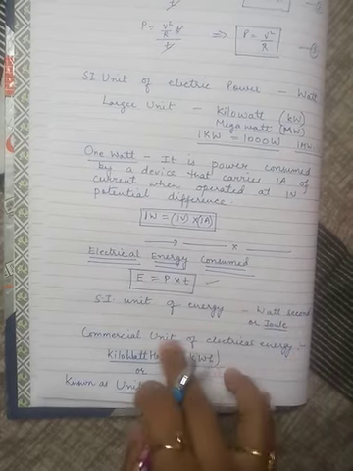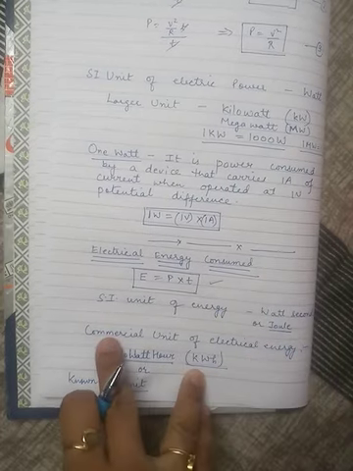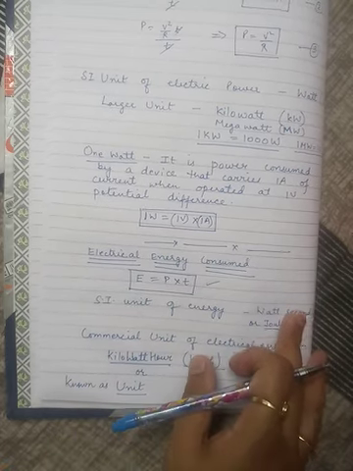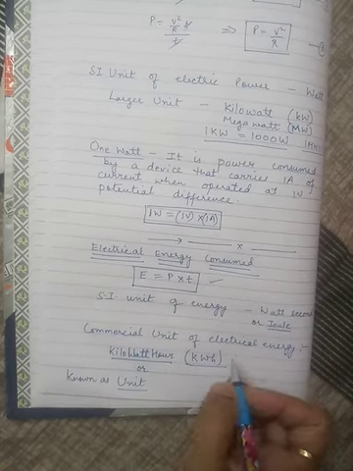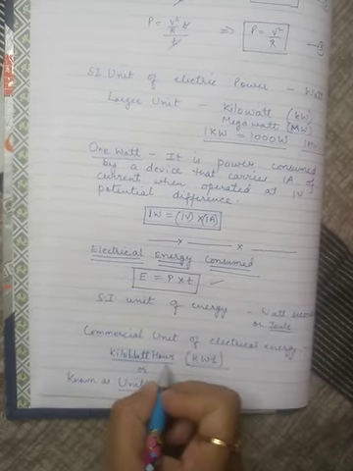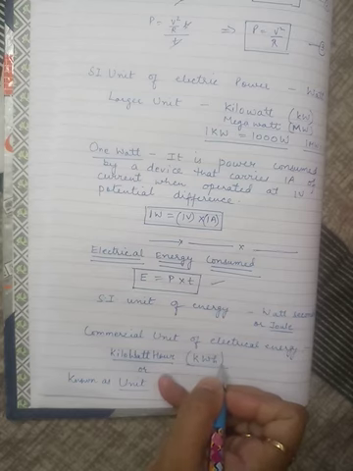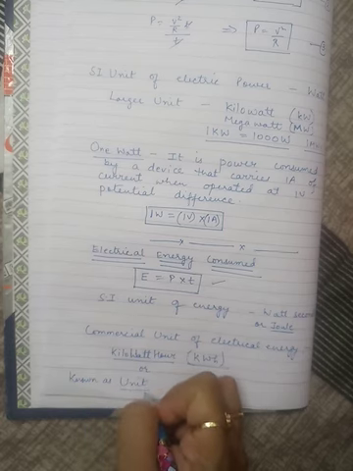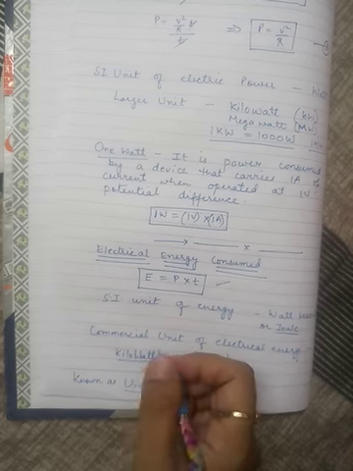Now what is the commercial unit of electrical energy? This topic I think we have done in class 9th also in the work energy chapter. You must remember that the commercial unit of electrical energy was kilowatt hour. kWh is the symbol that we are using for it, and kilowatt hour is also known as a unit, that is the energy consumed by all of us in our houses or in any commercial places, right?